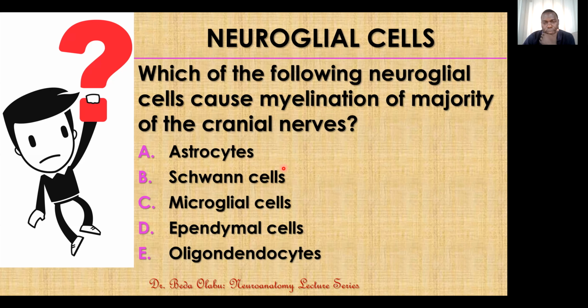So, I don't know why you're failing this question. We've done this before. We agreed that we have two types of cells that cause myelination, Schwann cells and oligodendrocytes. And despite that, people are still mentioning other cells, even outside those ones, as causing myelination. All right, Schwann cells cause myelination within the peripheral nervous system. Oligodendrocytes cause myelination within the central nervous system. Now you can make your judgment based on that.